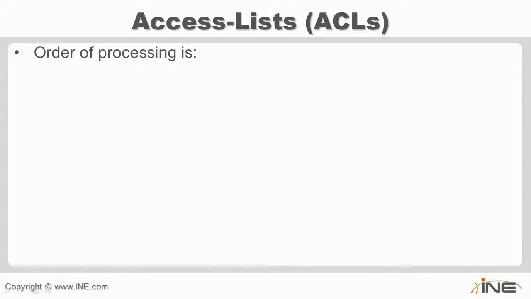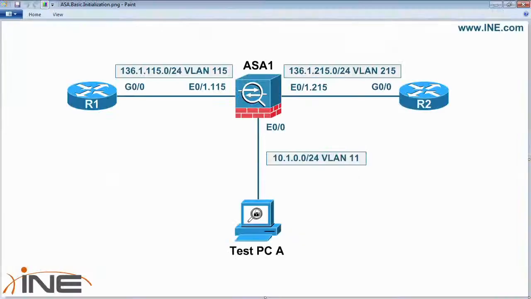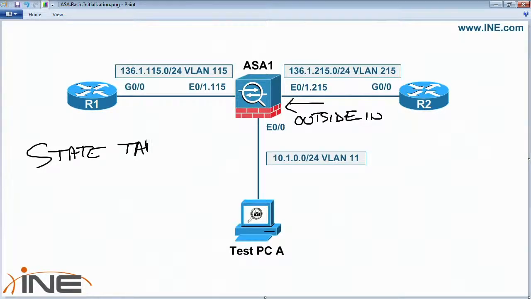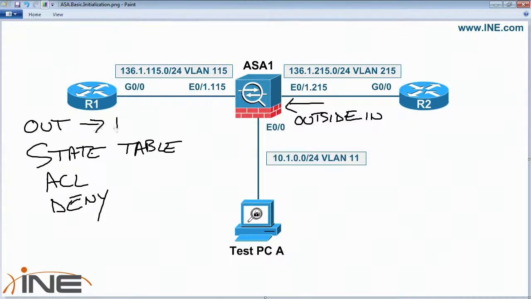Now, without the global ACL, it's pretty self-explanatory how this is going to work. If we simply have one access list, let's say outside in on the interface, we know that the ASA is first going to check the state table, then it's going to check the ACL, and if there's no match, then it's going to deny. Again, this is when we're going from outside to inside, which is our security level 0 to our security level 100.